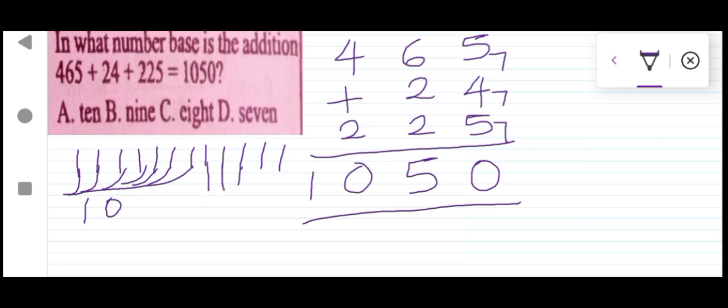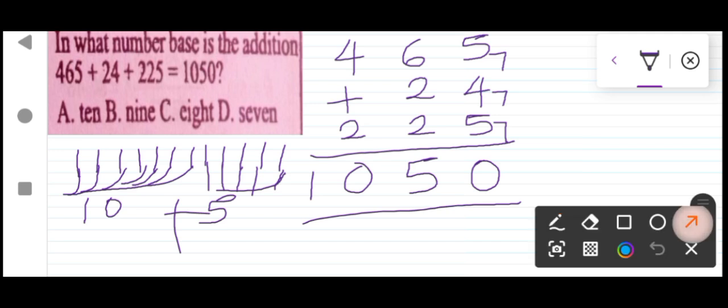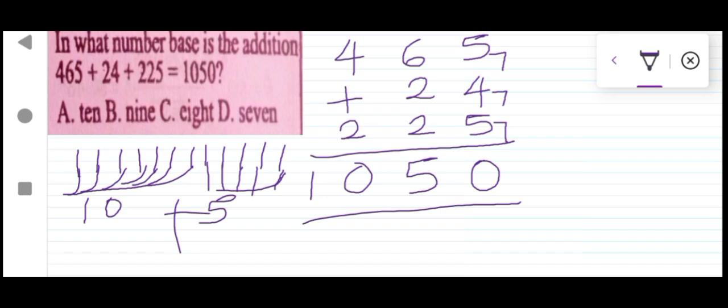Let's check the other value. 1, 2, 3, 4, 5. So this is not up to 7. So that's going to be plus 5, which is 15. So we write 5 over here. And we carry the remaining 1, which is making 15 there.